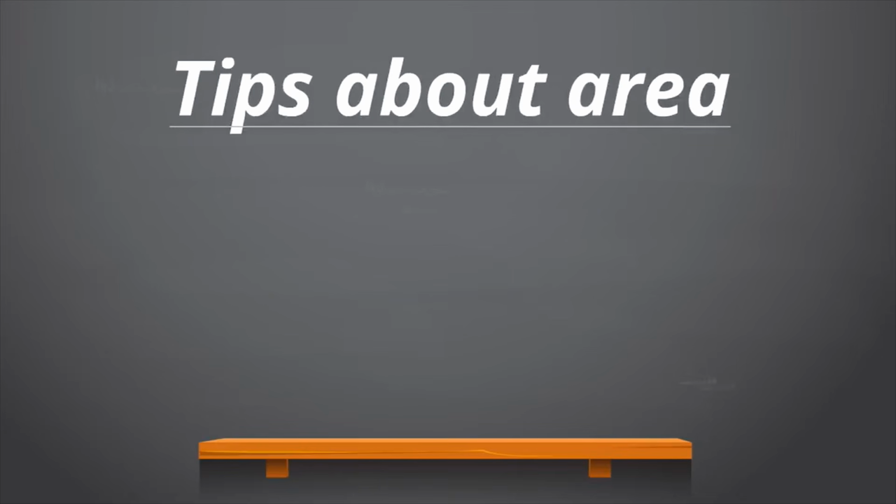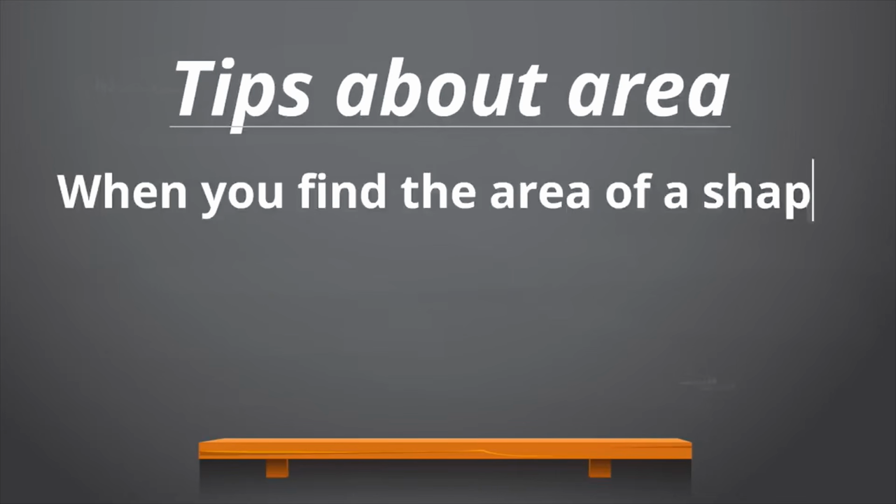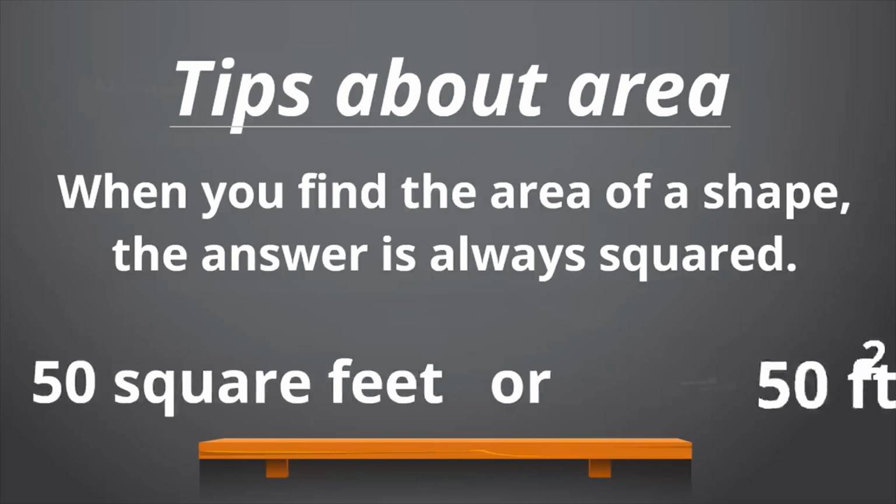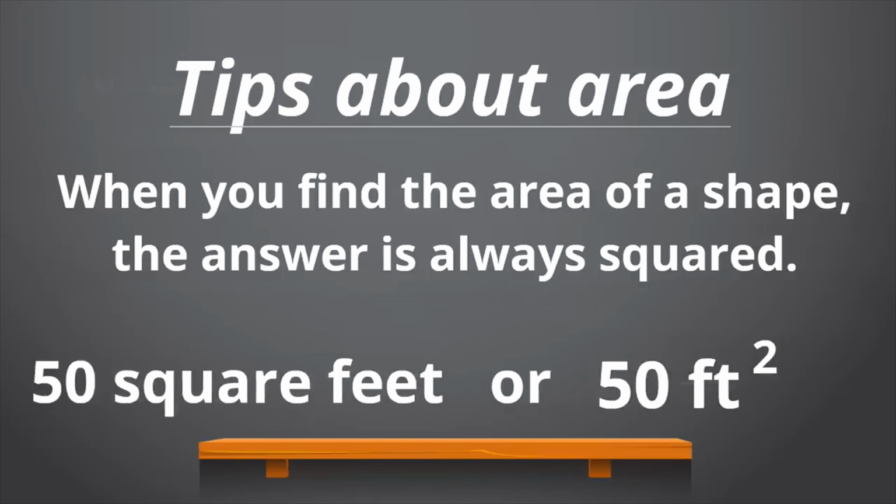As we are wrapping up, we want to share 2 quick tips about area. As you saw from our examples, when you find the area of a shape, the answer is always squared. If we discovered the area of a shape was measured in feet and the answer was 50, our answer could be written 50 square feet or 50 feet squared. The answer is always squared because area tells us how much space is inside a shape. The little 2 means squared.